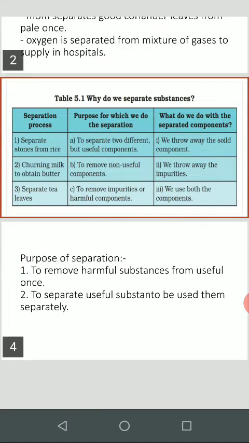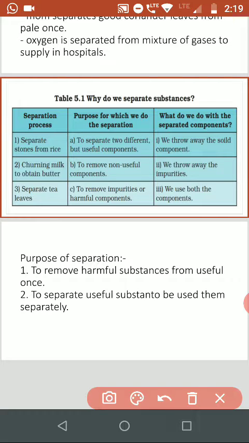So this is a table from your textbook. Why do we separate substances? This is very important to understand. For example, they have given separating stones from rice. What is the purpose for which we do the separation? To separate two different components, of which rice is useful and stones we throw away. We want the rice which is good and we throw away the stones.